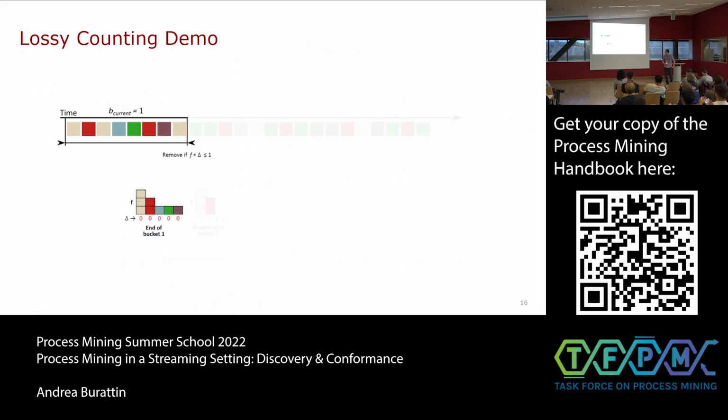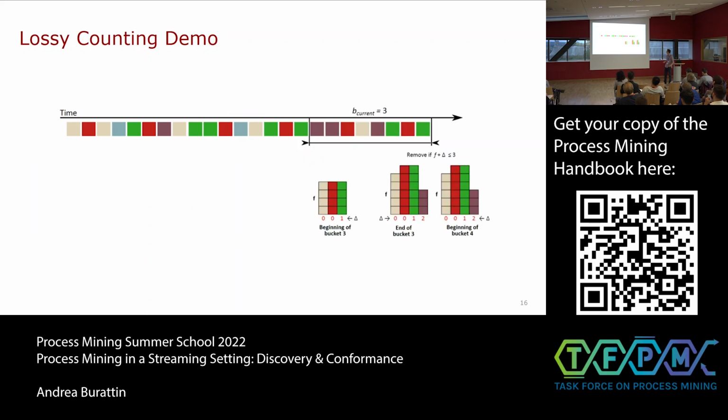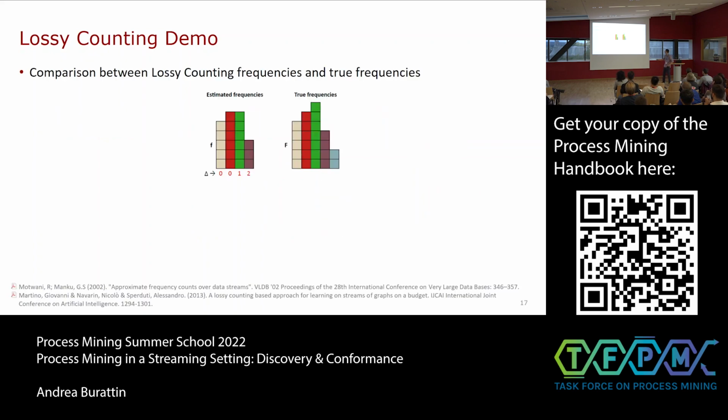Then we need to remove all elements fulfilling that inequality. So at the beginning of the second bucket, this is the new configuration, and we keep counting our elements by reapplying this algorithm. I need to speed up a bit, but what's important is that by the end, these are the estimated frequencies in that example, and these are the true frequencies. And there are approximation errors on the estimated frequencies, right?